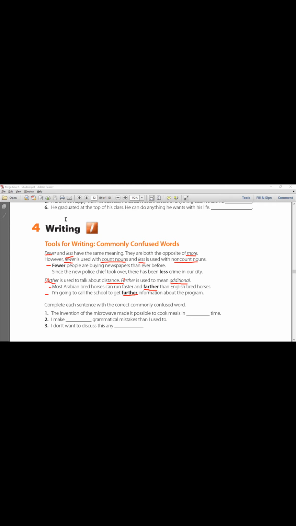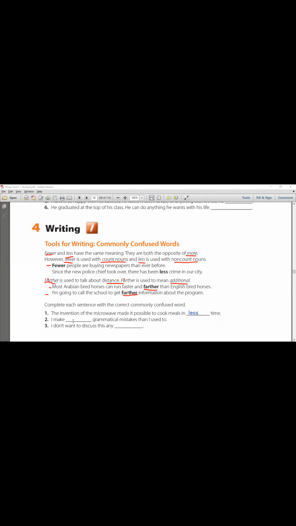Then, shall we start? Okay, number one, the invention of the microwave made it possible to cook meals in blank time. What do you think? Less. Yes, thank you, Rahaf, and thank you, Maria, Sarah, Rafif, Rima, and Bayadir for less time. So here we're going to consider time as a non-countable noun.